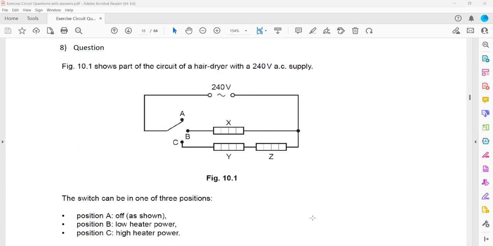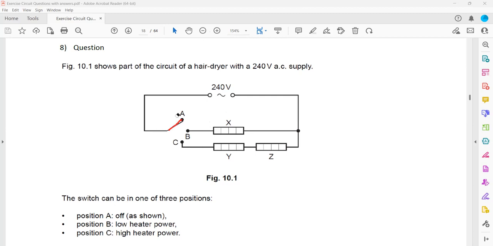So question 8, figure 10.1 shows a part of a circuit of a hair dryer, and that is working at 240 volts AC. The switch can be in one of 3 positions. It can be at A. So when it is at A, nothing is connected. You can see a circuit is open, no current, so all will be off.